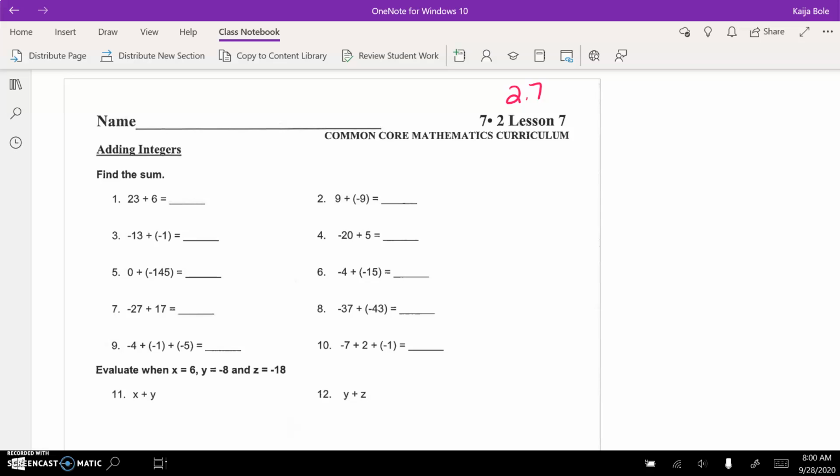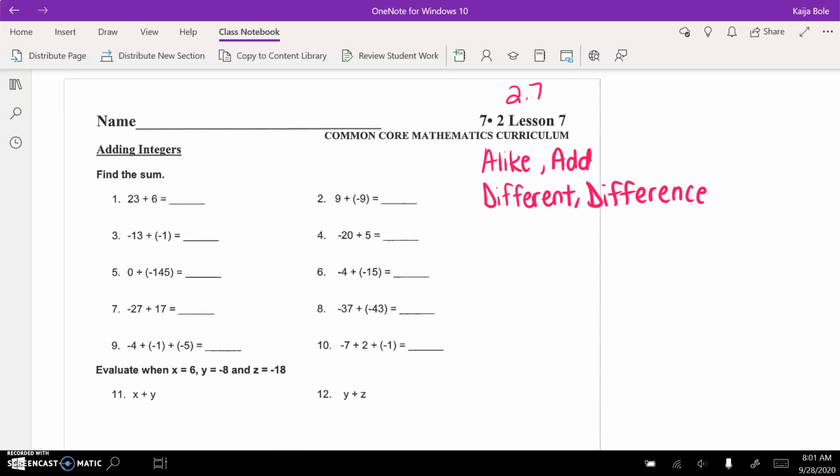Now, in the notes, I have those phrases: when the signs are alike, we add. And when the signs are different, you find the difference. Okay, so you might want to write those phrases on your paper. Might be helpful. So the first part is just, find the sum of each problem.